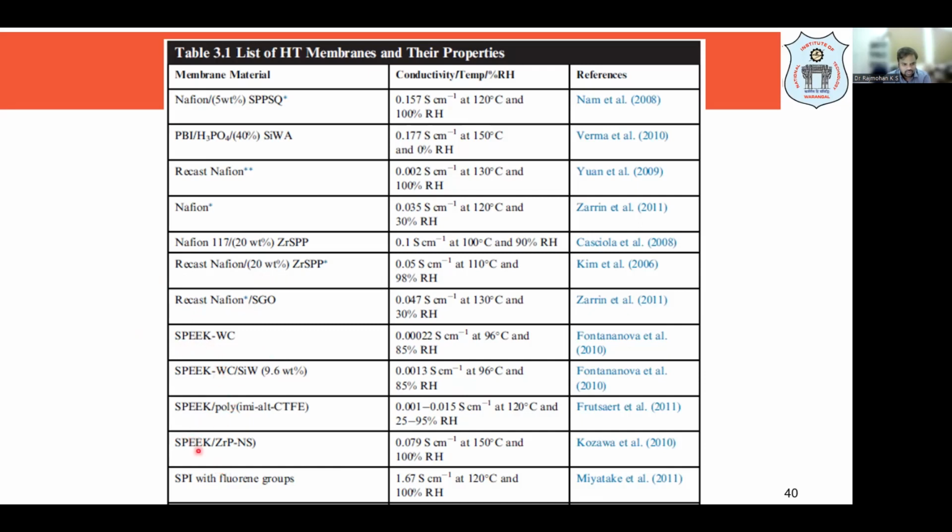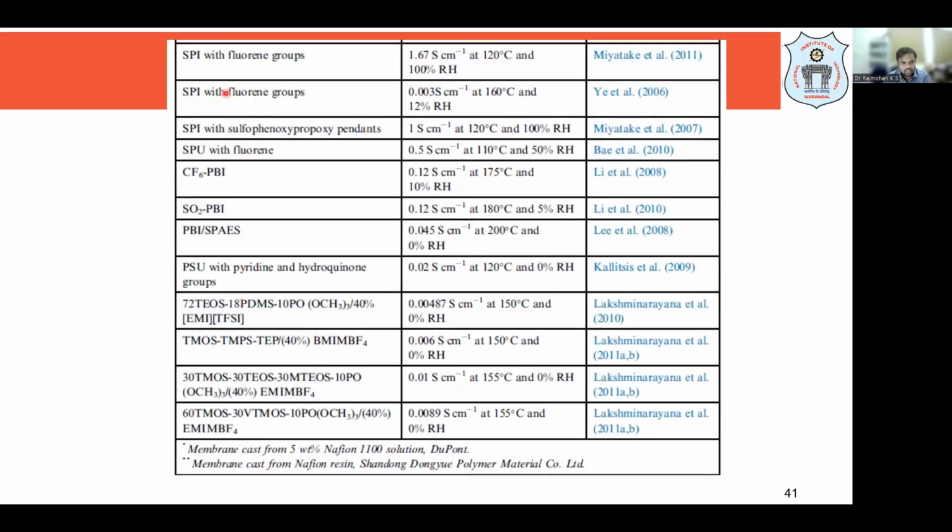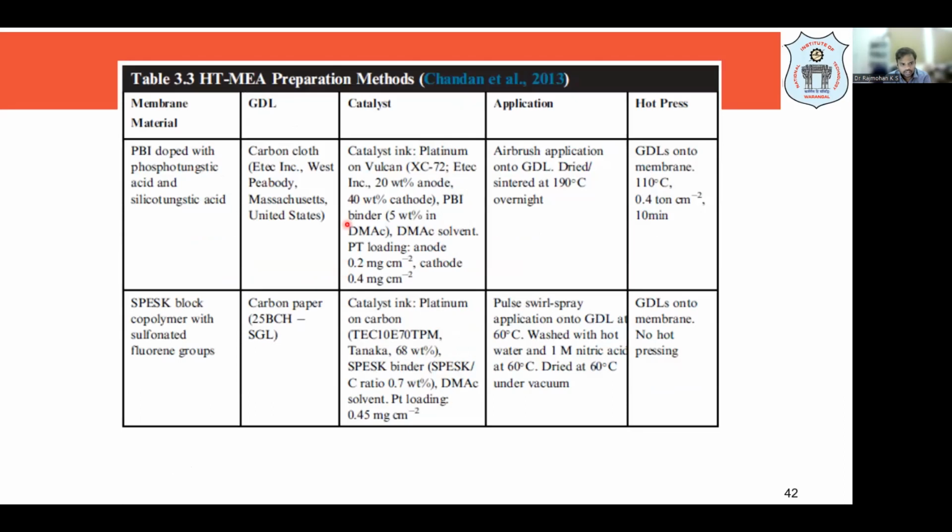Okay, there are 3-4 SPEEK with other materials. Then you have SPI with fluorine groups. Okay, so you have conductivity, temperature, and relative humidity where they are applicable. Then you have SPIs, then PBIs, then PSU with pyridine hydroquinone groups. Okay, so that you can go through. These are the properties of various membranes that have been reported in the literature.